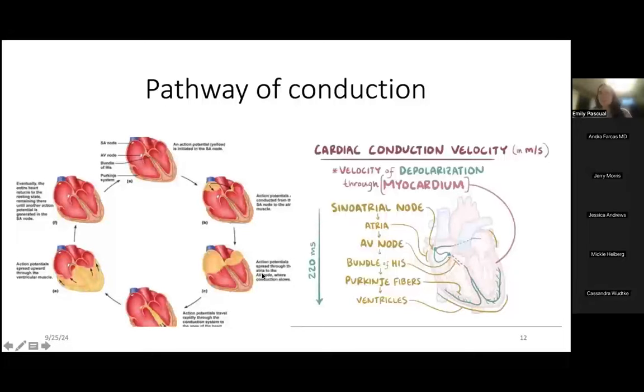I think probably most people know this, but conduction typically begins again in the sinus node. That spreads as a wave front through the atria, and then through the AV node, down to the bundle of His, the Purkinje fibers, and down to the ventricles.